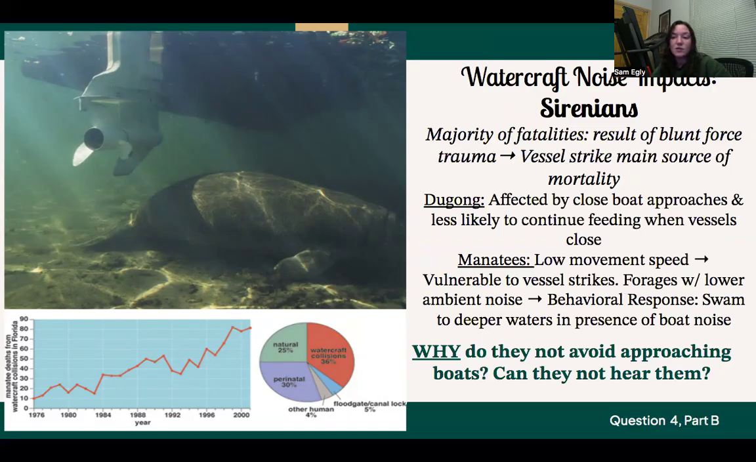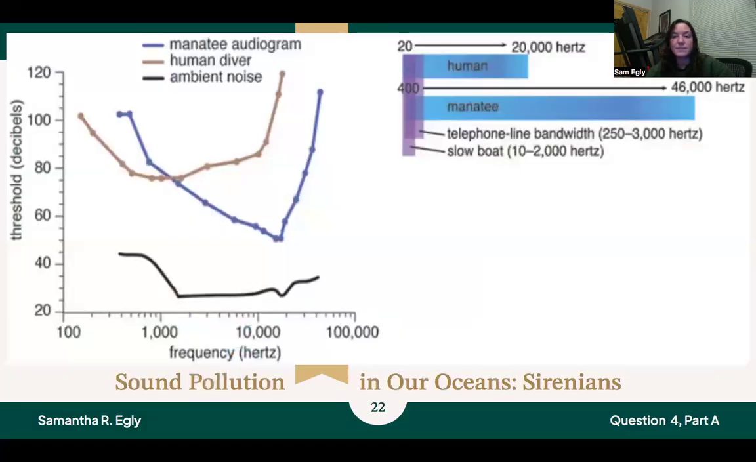So dugongs were also affected by close boat approaches and less likely to continue feeding when vessels traveled close. Manatees forage in habitat with lower ambient noise and swim to deeper waters in the presence of boat noise. So this is a graph on the manatee audiogram, the human diver and ambient noise of manatees.